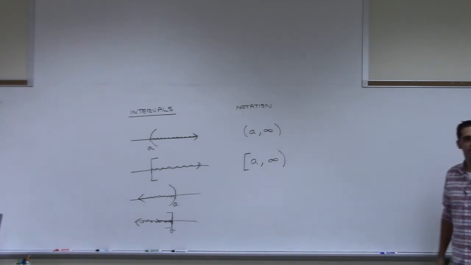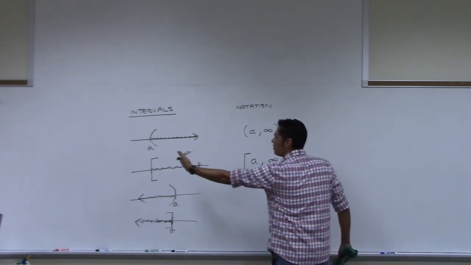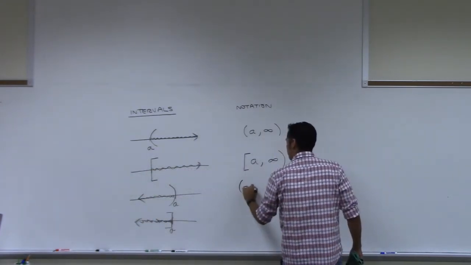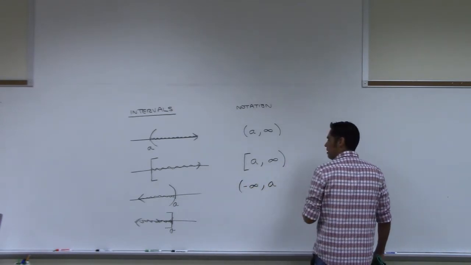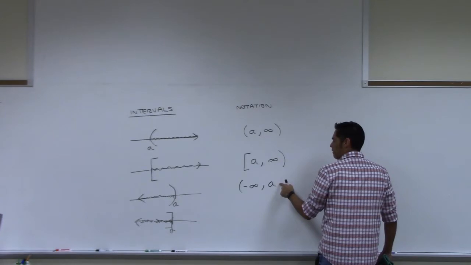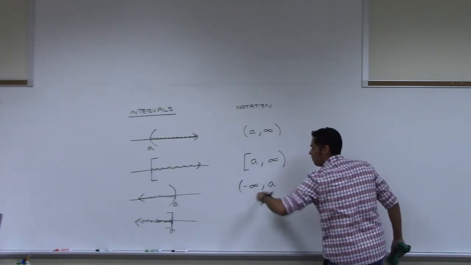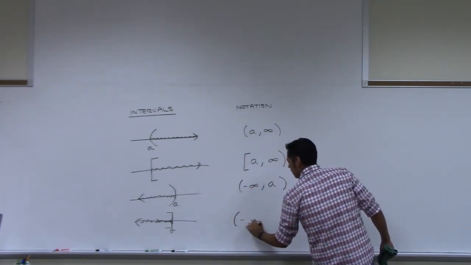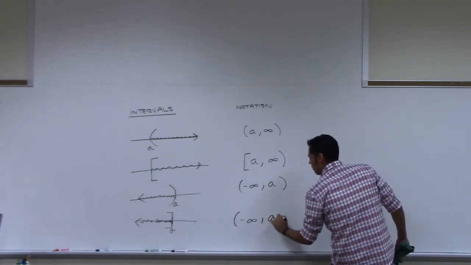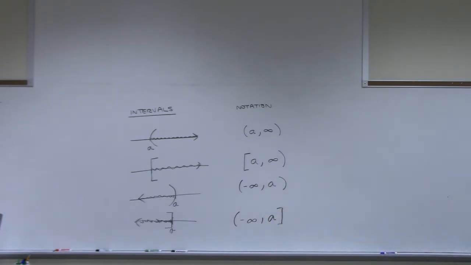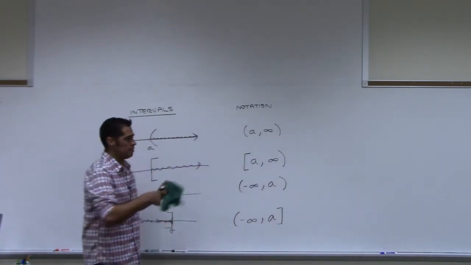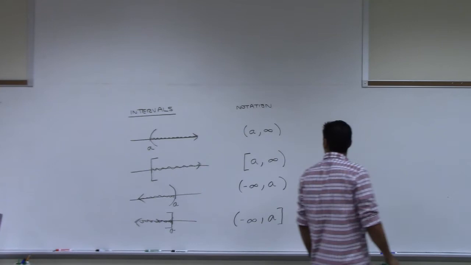So how would that change? You always read these left to right. So as I move from left to right, I need to start way out there at negative infinity, and then to A, and then what here? Parenthesis. Yeah, these go like this. Okay. And then the next one, negative infinity to A with a bracket like that. Okay, those are your four. These are called infinite intervals because they go forever in one direction, either to the right or to the left.